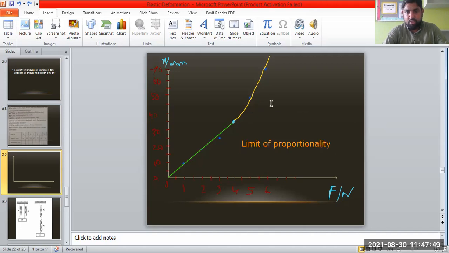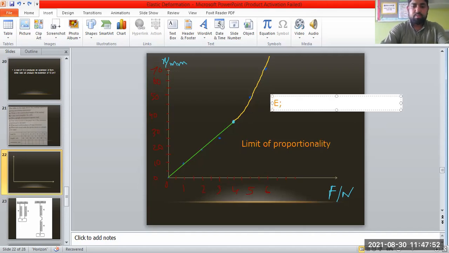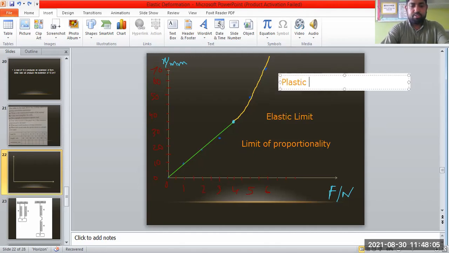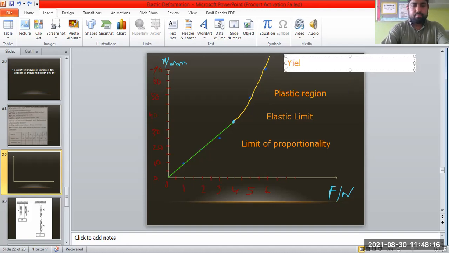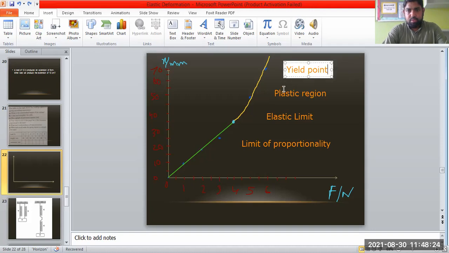And then after this I will be having some elastic limit or elastic region, and then I will have some plastic region or plastic limit, and then finally there will be some yield point.